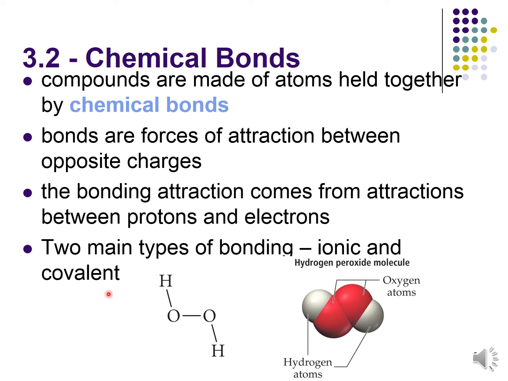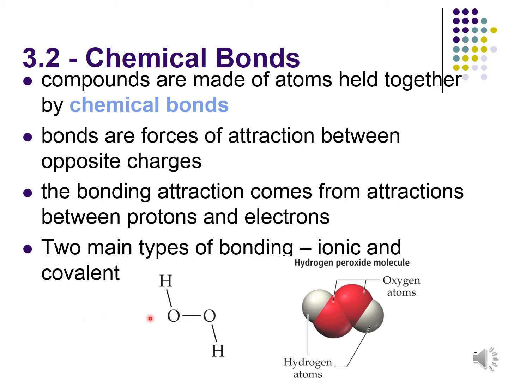Our compounds are held together by chemical bonds. Chemical bonds are attractions between positives and negatives. There's different ways to form those attractions and to form those charges, though. The 2 main types are ionic and covalent. We're going to look at those on the next slide.